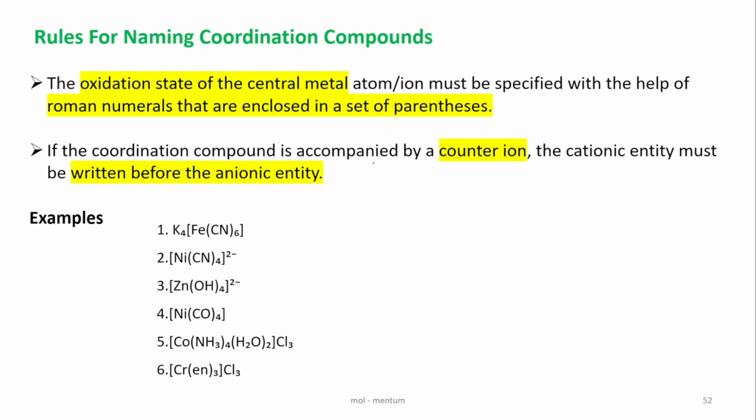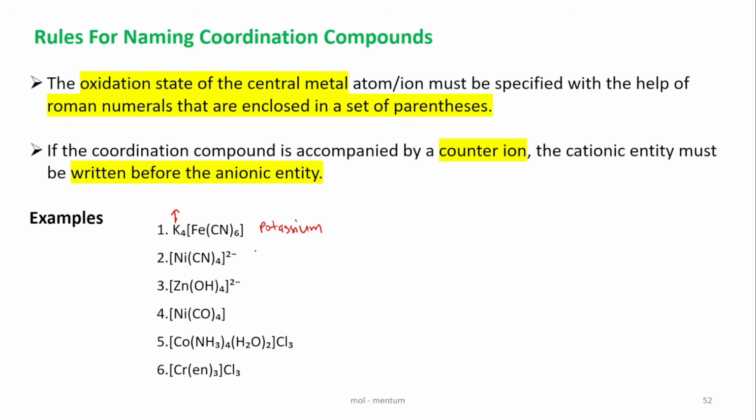Now, if the coordination entity is accompanied by a counter ion, anything written on the left side, the cationic entity must be written before the anionic entity. So even before writing the name of the ligand, we have to write the name of the counter ion. Now let us directly get into this one. K4[Fe(CN)6], this has a counter ion. So name first this counter ion. Potassium will be written first.